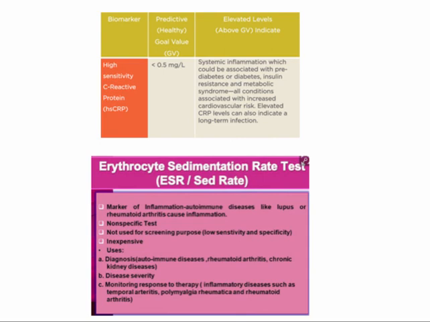So CRPs are associated obviously with systemic inflammation, but it can be things from like diabetes, metabolic conditions. But once again, it's associated with an elevated cardiovascular risk. It can be elevated with long-term infections. So once again, it's not to pinpoint one disease state, but it's used to supplement your diagnostic or clinical reasoning there.